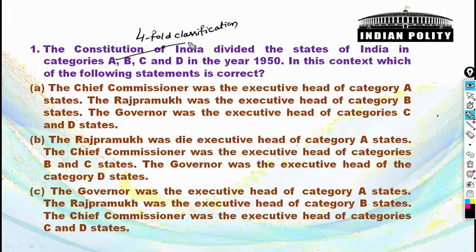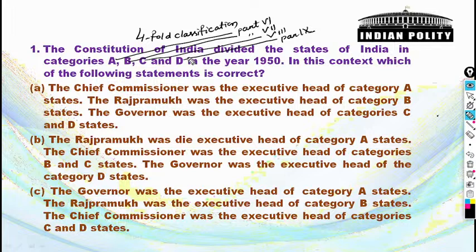Part A states was mentioned in part VI. They were governors' provinces. Part B is part VII, part C is part VIII, and part D is part IX. So these were four states, and they were likely to create administrative and governance issues because four types of administrations were required. For this reason, the government made an effort to reorganize them into states and union territories later.